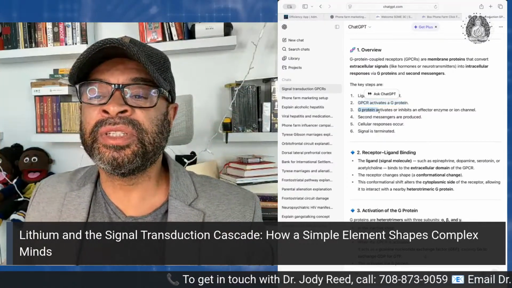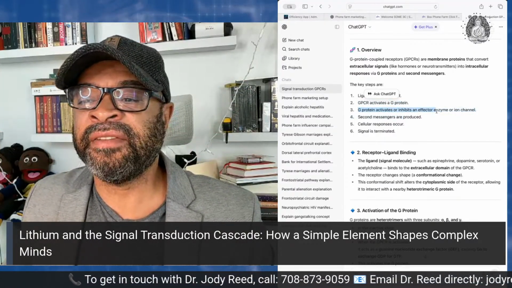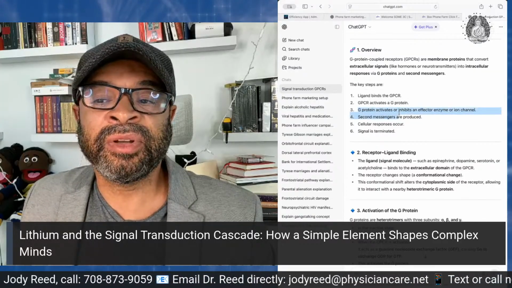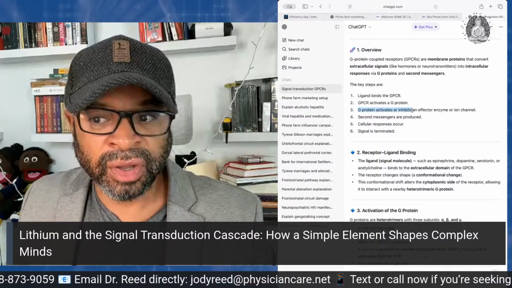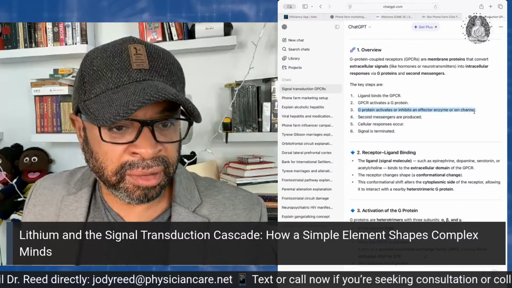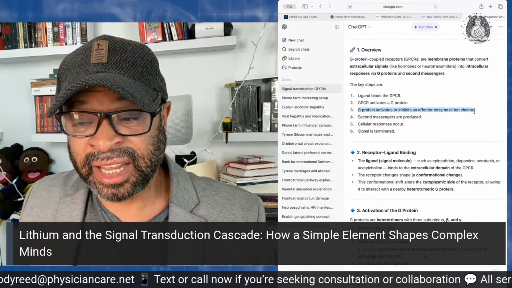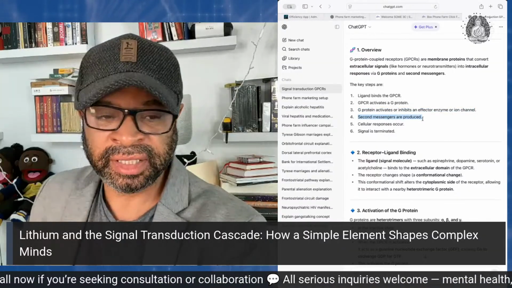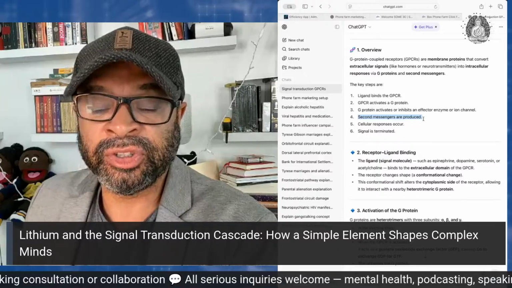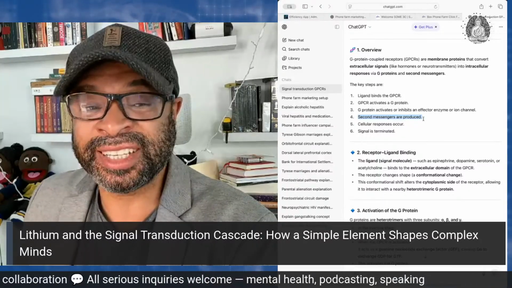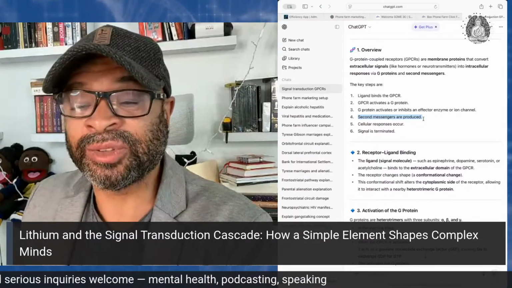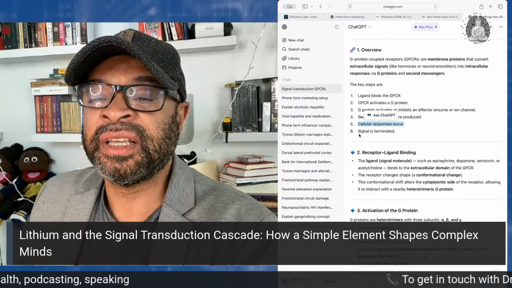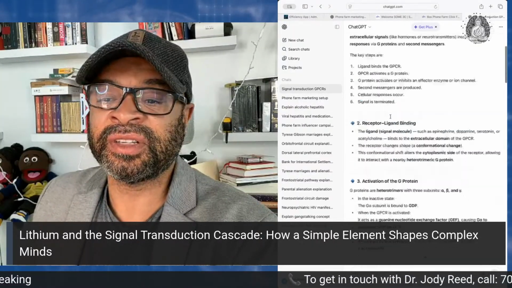Okay, so the G protein activates or inhibits an effector enzyme or channels. Right, the G protein can turn off or turn on these ligand-gated or ion channels. And then this signal transduction cascade typically results in the cell producing something that's going to be exported out for the cell's functioning, right? Then you get a cellular response, then the signal is terminated. Okay, those are the steps.